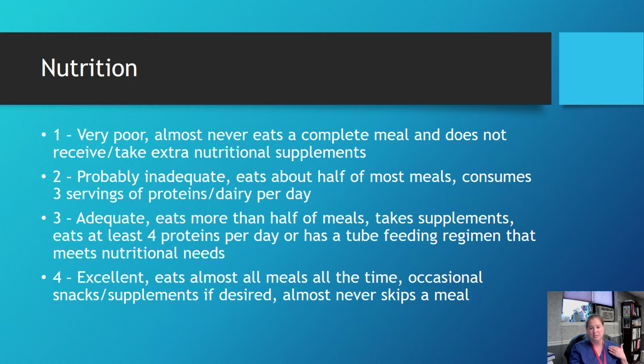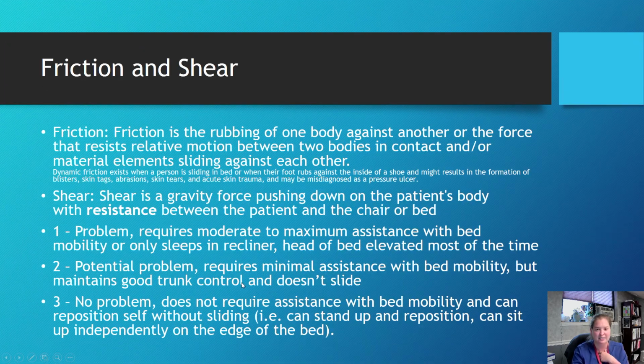Excellent would be someone who eats all their meals, never skips a meal. We have some residents like this, and they eat snacks all the time. I can think of 2 right off the top of my head. And then friction and shear has 3 different categories, so it's the only one with 3.